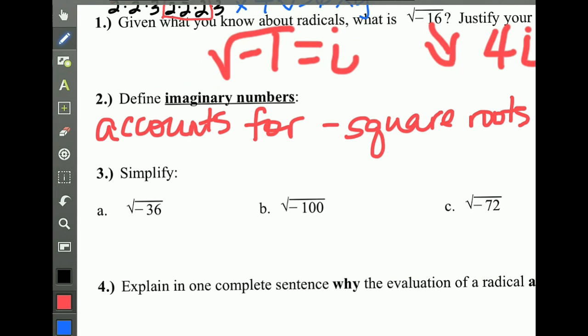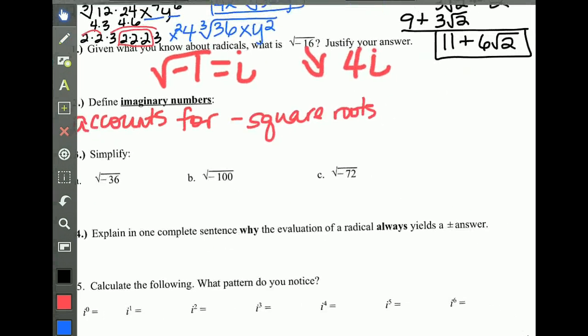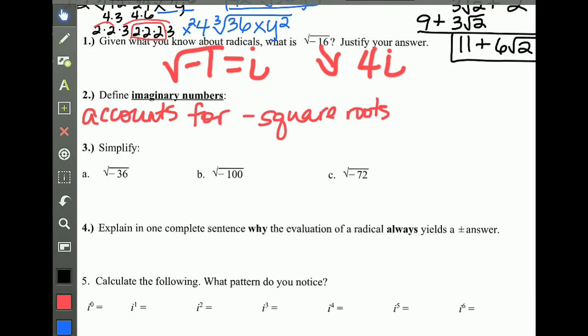So go ahead and simplify all of the problems on number 3. I don't foresee you having any issues with those. Hit pause and then come back and check your answers.